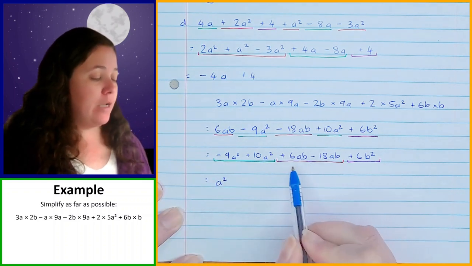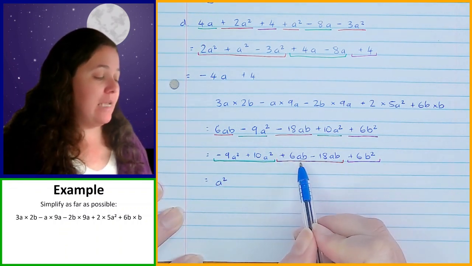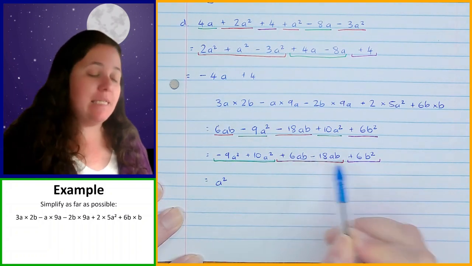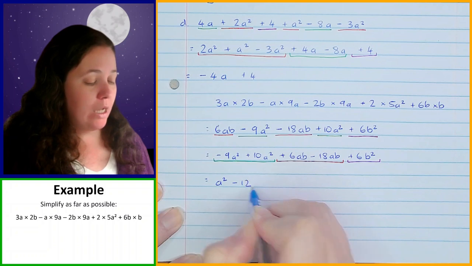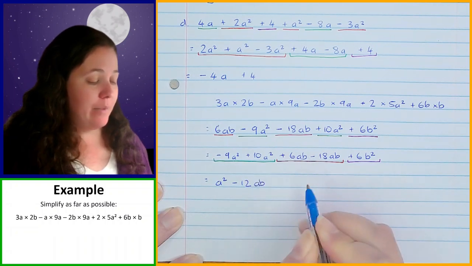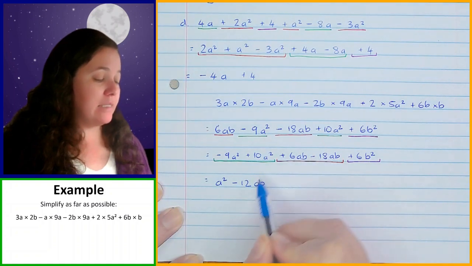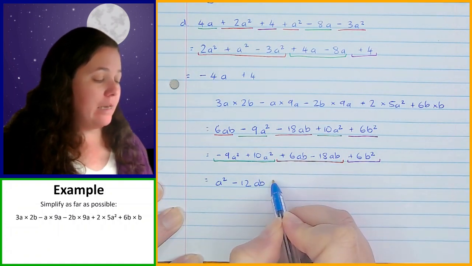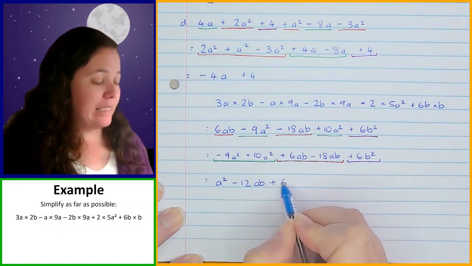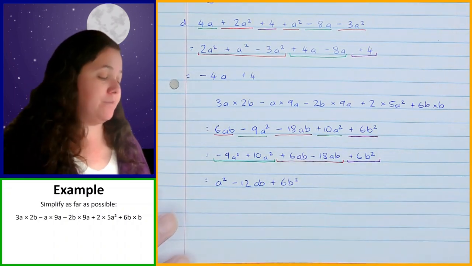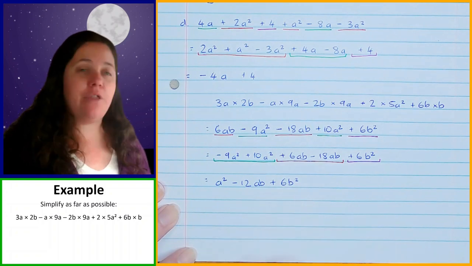Okay, then I'm going to do my ab's. So I've got 6ab minus 18ab. So 6 minus 18 is negative 12, and it still stays ab. Okay, see over here, the a squareds stayed a squared. The ab's stay ab. And then plus 6b squared, that doesn't change because there are no other b squareds that I'm going to add or subtract with it. So that's what you should get for that example over there.